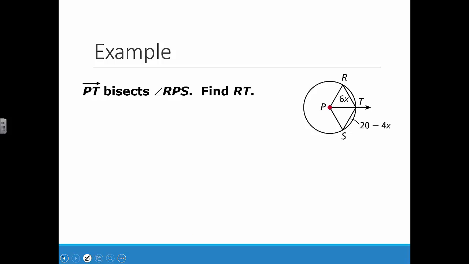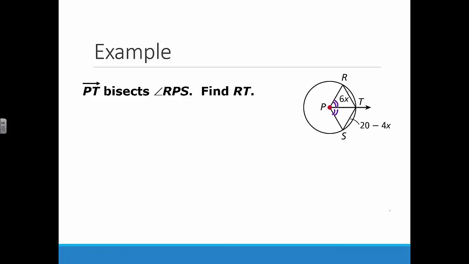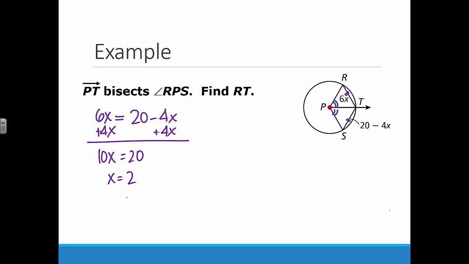So then you can also get problems like this. PT bisects RPS. So we know this angle is congruent to this angle. We need to find RT. So if we go back to this, if we have congruent angles, then our arc lengths are congruent, and if those are congruent, then we have congruent chords. So that means that this has to be congruent to this. So we can set 6x equal to 20 minus 4x. And if we add 4x to both sides, we get 10x equals 20, so x has to be 2. And RT is just 6 times 2, or 12.